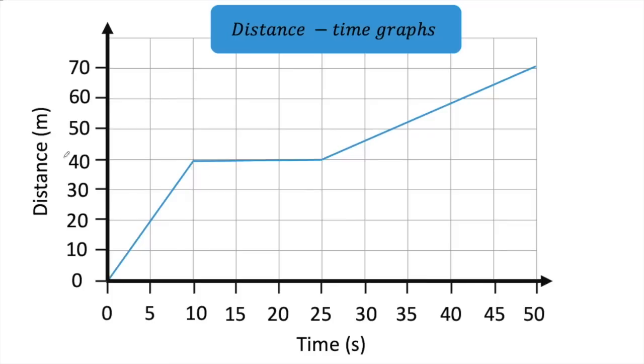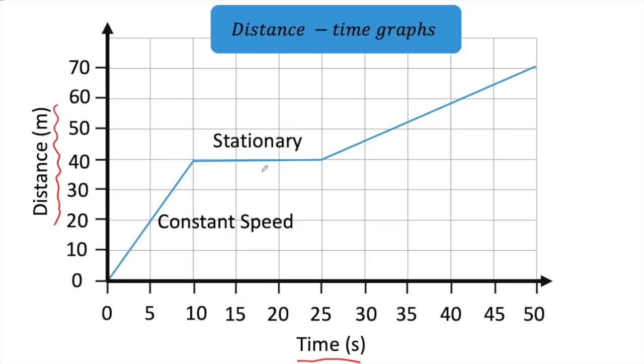With distance time graphs, you need to be very careful that the y-axis says distance and not velocity, and it'll always be over time. So a straight line at an angle like this one here shows that an object is moving at constant speed. A straight line that is horizontal shows that the object is stationary, and here again we would have another constant speed.